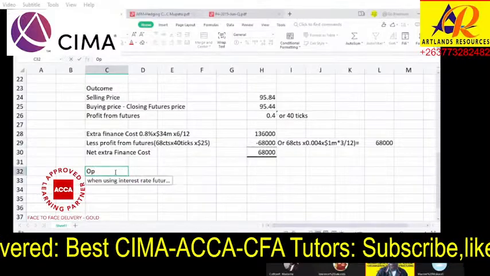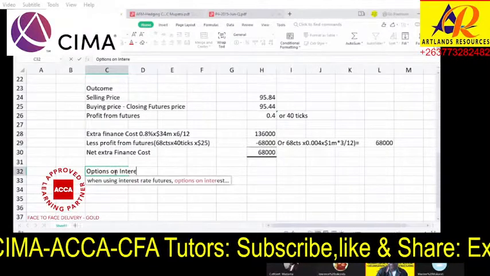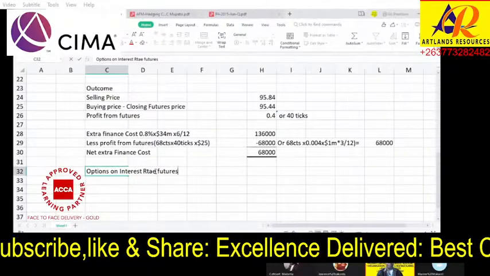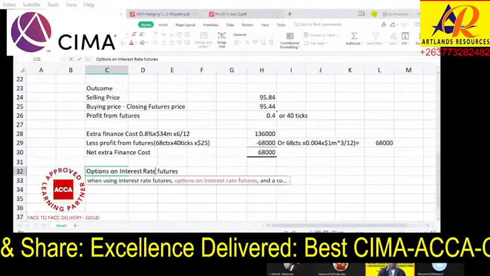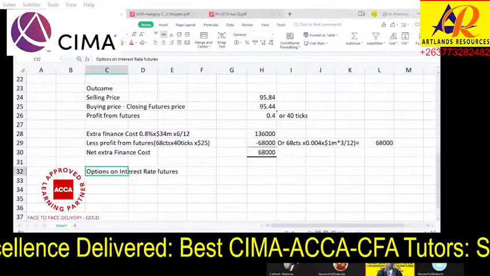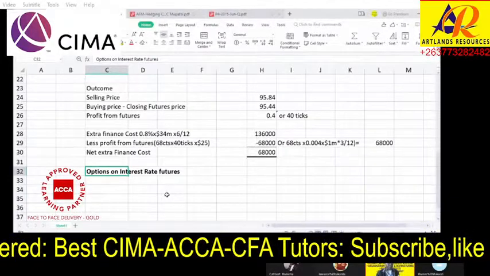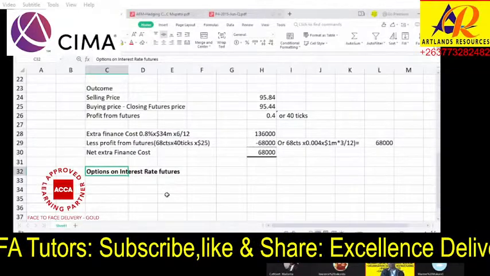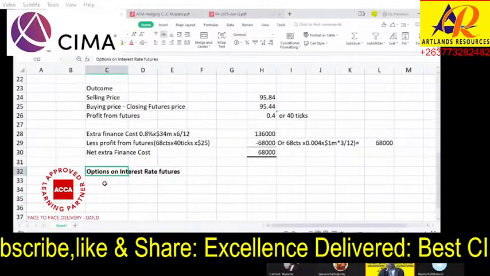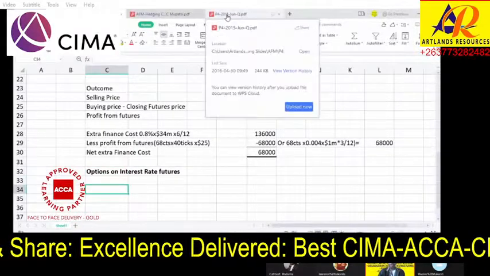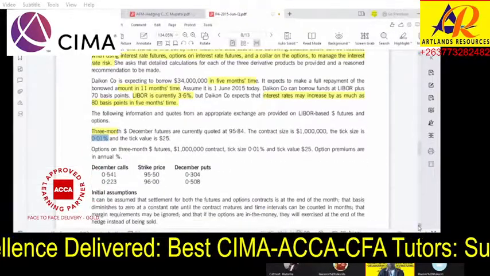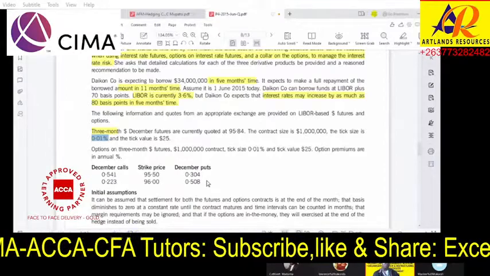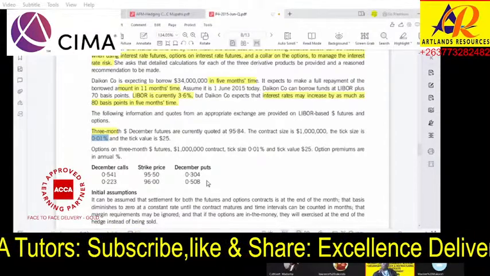Now we are going to the next, which is options on interest rate futures. What this hedging implies is, instead of going on options, you can choose to exercise the option, or to choose whether to exit the market at closing futures price or exit the market at option price. So you need to understand what the exposure is here. There are call options and there are put options. You need to know which one you go for. If you are a borrower, you buy put options.